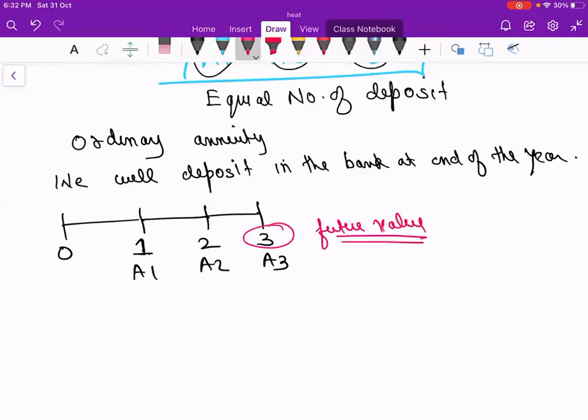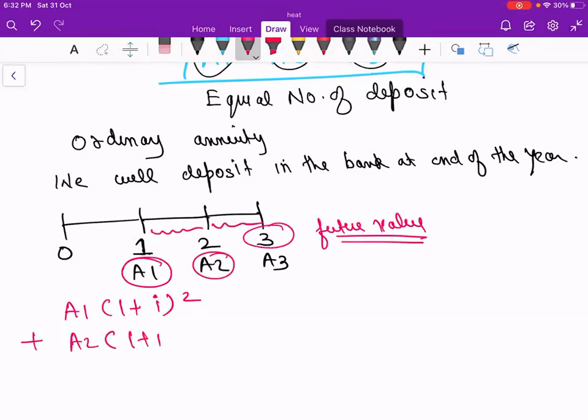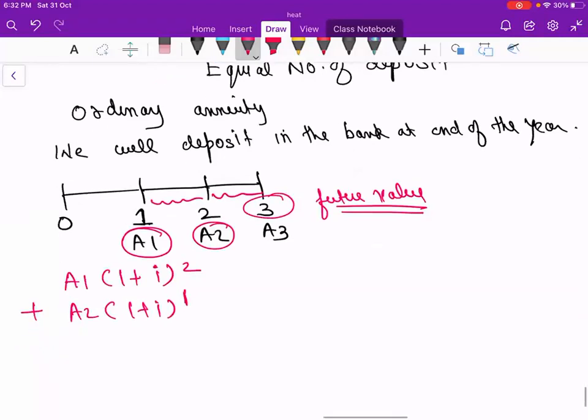So how much interest will I get on A1? Tell me. It will be 1 plus I to the power 2. This much interest, 1 to 2 and 2 to 3. Plus A2, for A2 how much interest will I get? Only 1 year of interest. So it will be 1 plus I to the power 1. And for A3 how much interest will I get? For A3 I will not get any interest, because at the end of the third year I want that money back. So 1 plus I to the power 0.